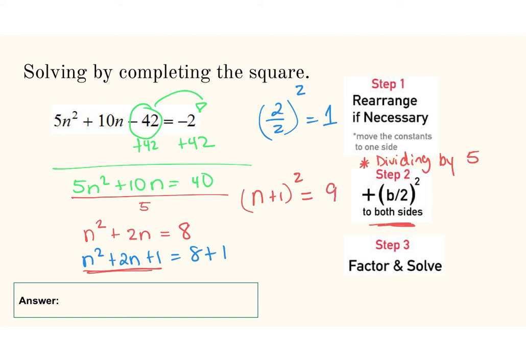And now I can solve by taking the square root. So n plus 1 equals plus or minus 3. I'll subtract 1 on both sides. So n is equal to negative 1 plus or minus 3. Well, 3 minus 1 is 2, and negative 3 minus 1 is negative 4.